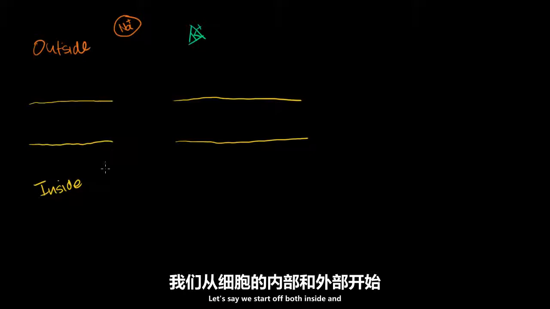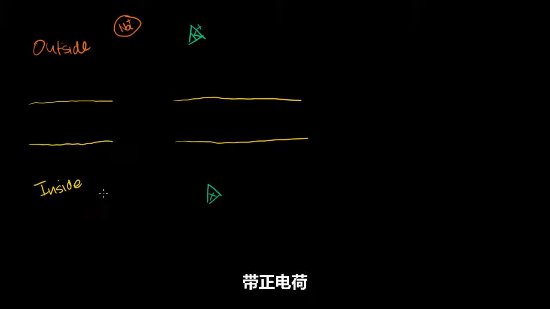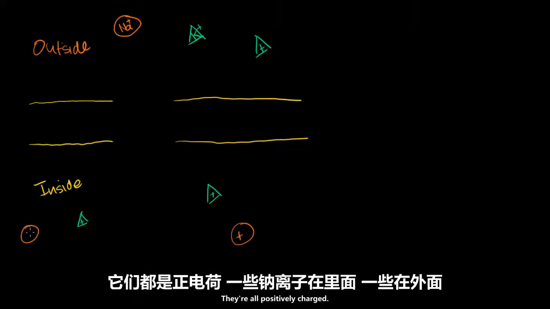Let's say we start off with both inside and outside of the cell. So let me draw some potassium. I'll just do it as a triangle. It shouldn't be a times sign. It should be a plus. So there's some potassium inside the cell, and then there's some potassium outside. There's a plus charge, and then there's some sodium inside the cell. They're all positively charged. Sodium inside, some sodium outside.